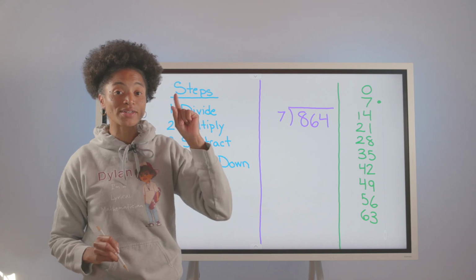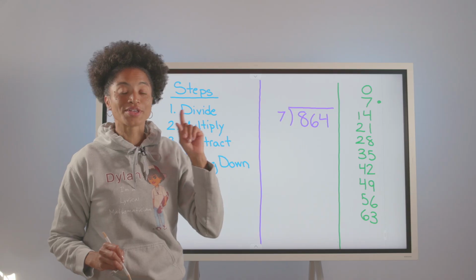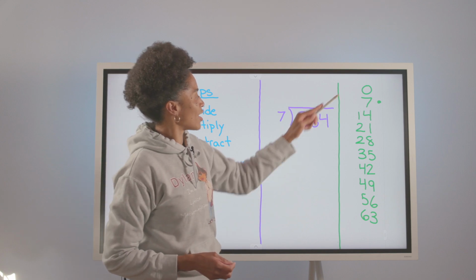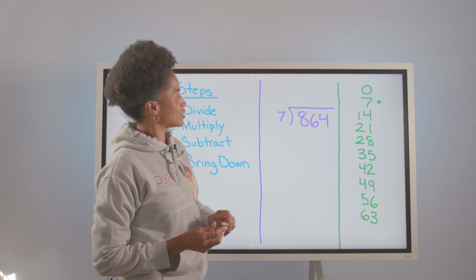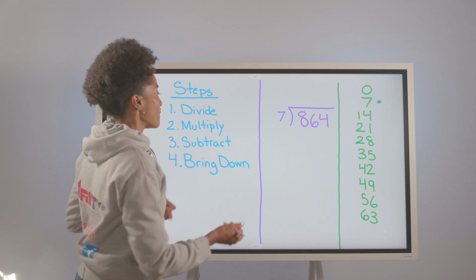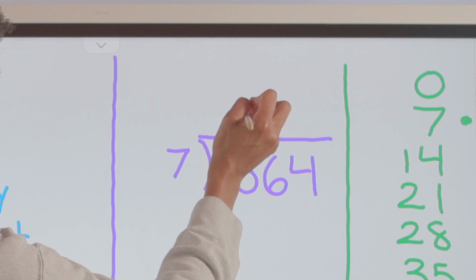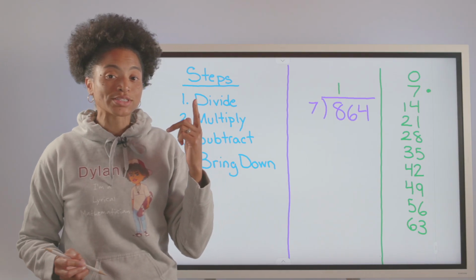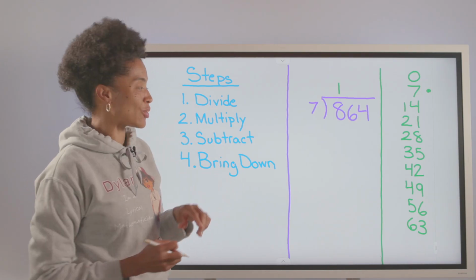Divide, put the number on the top. What number? The number of groups from where I stopped. So this tells me I stopped at one group of 7. Divide, put the number on the top. One group goes at the top. Multiply, put the number on the bottom.